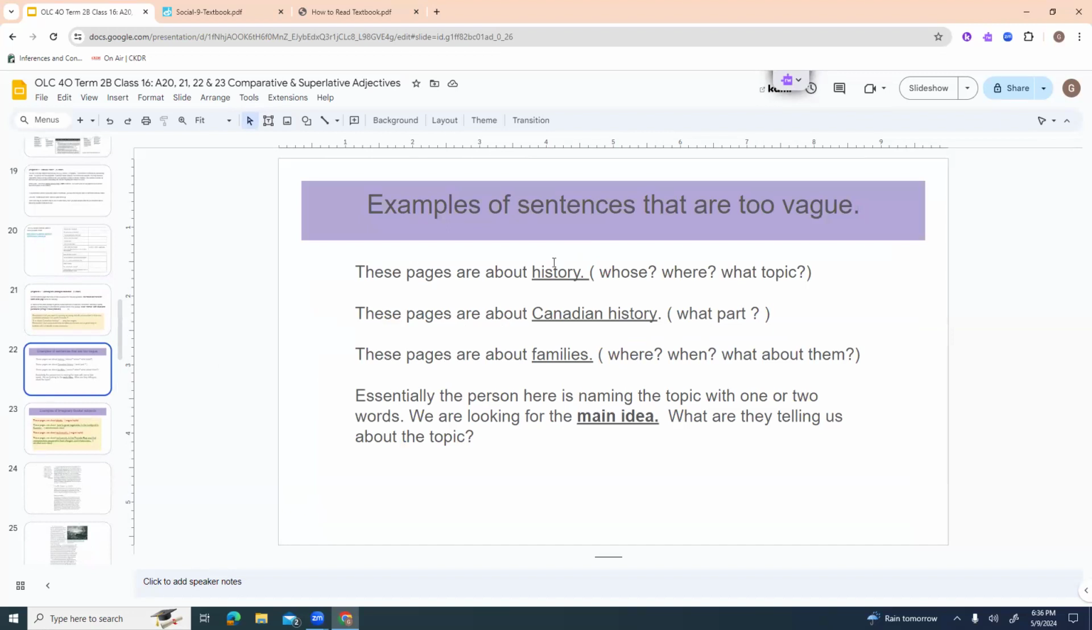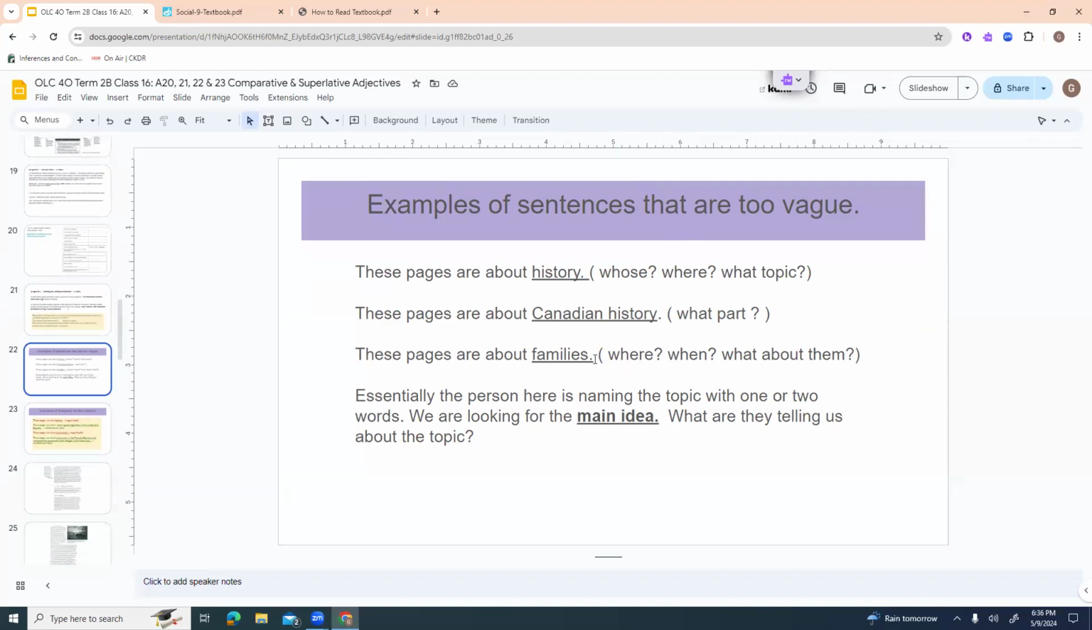So here are some more examples of sentences that are too vague. These pages are about history. Whose, where, what topic? These pages are about Canadian history. Well, that's a tiny bit better, but what part, right? Canada's been around for a long time. These pages are about families. Families where? What time period?